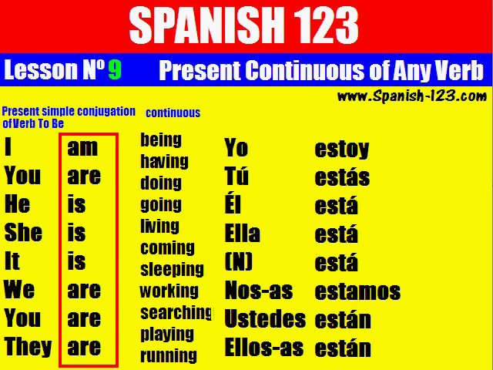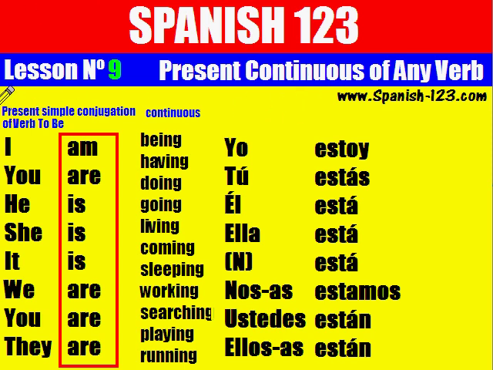This is lesson number 9, and you are going to learn how to speak in present continuous of any verb. Now you have studied how to use present continuous for verb to be. That was lesson number 8. But now you need to know how to talk in present continuous of any verb, and I am going to explain that you have to build the present continuous of any verb doing the next thing.